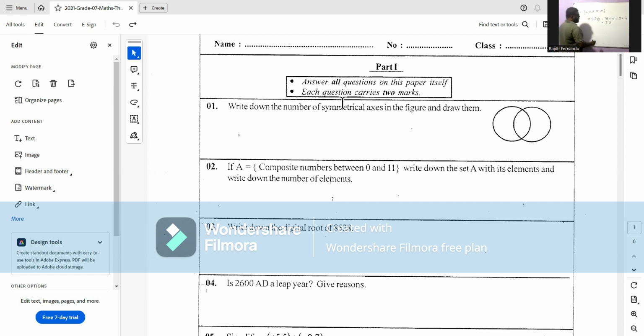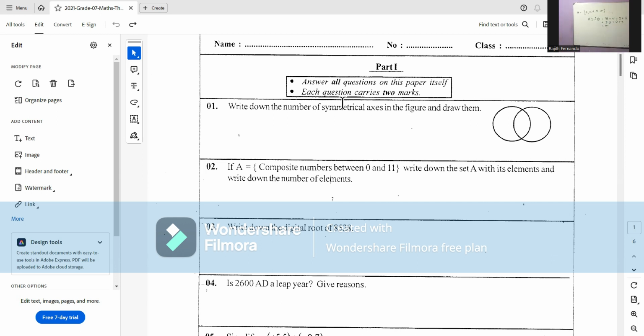23. Then you have to add again, 2 plus 3, the answer is 5. The digital root of this number 8528 is 5. Right. Next one.